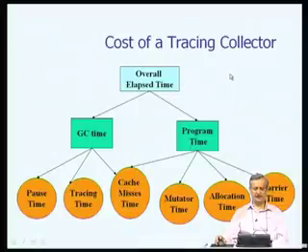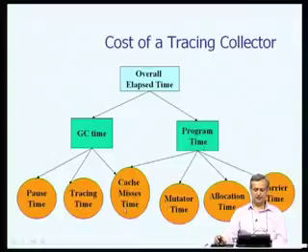What is the cost of a tracing garbage collector? A tracing garbage collector really goes through the memory and then copies objects and so on and so forth. So, the overall elapsed time consists of two parts, garbage collection time and the main program time. In the GC time we have pause time, tracing time and cache miss time, etcetera. Pause time is the time for which the main program is stopped. Tracing time is the time needed to go through the memory completely and determine what is garbage and what is not, and so on. And cache miss time is because of misses in the cache.